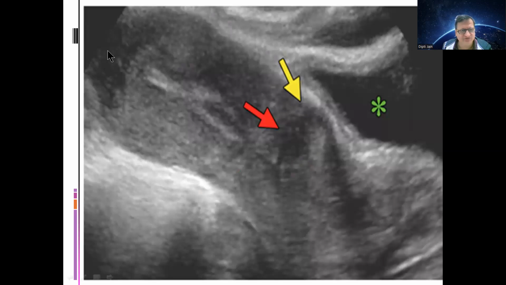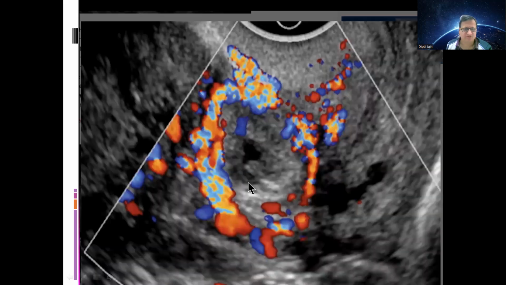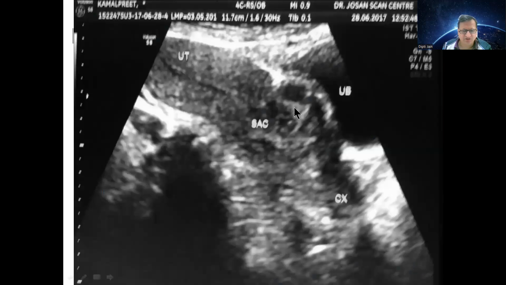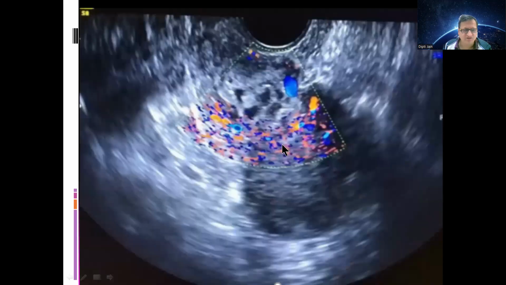So this is again a sagittal section of a uterus showing a complex sac-like mass with thinning of the myometrium anterior to it. And it is quite a distance from the cervical canal. The cervical canal is empty, and there is a peritrophoblastic flow. This is again a cervical scar implantation. Again, this is the sac protruding into the urinary bladder. Flow is there.